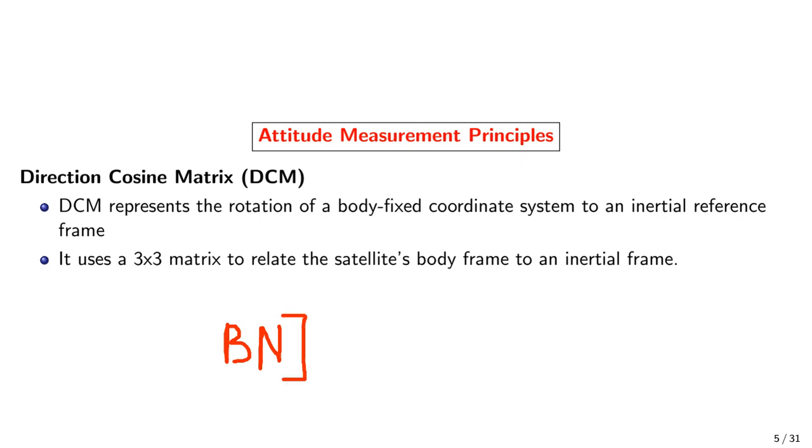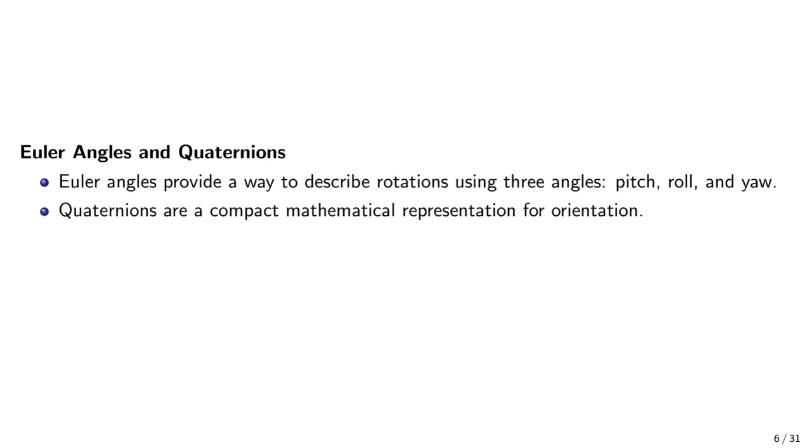Okay, which is usually what is unknown. That is what we don't know. So this is a way of measuring altitude. This is a principle we use, one of the principles. There's another principle which we call the Euler angles and quaternion principle. Euler angles provide a way to describe your rotations using three angles: your pitch, roll, and yaw.